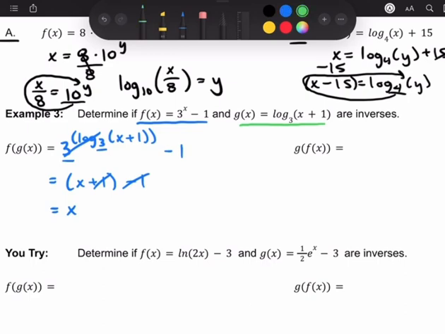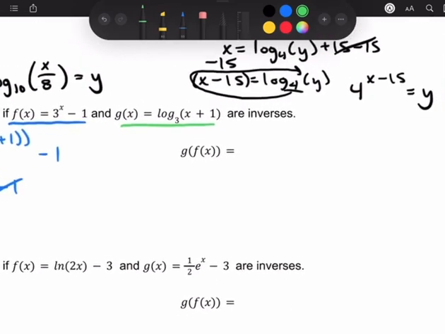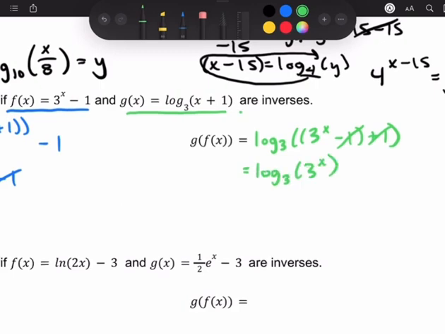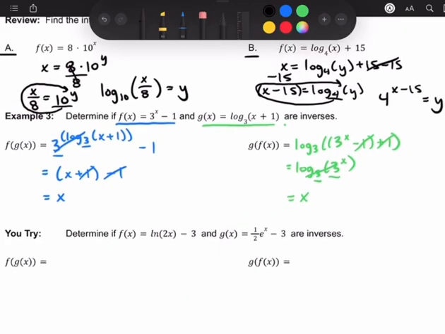So, finding g of f of x, we plug in the entire function f of x into anywhere in g where there's an x variable. Doing this, we get log base 3 of 3 to the x minus 1 plus 1. So we see that these two 1s cancel out, leaving us with log base 3 of 3 to the x. And since the base of this log and the base of this exponent are the same, they essentially cancel out, leaving us with just x. So, like we said before, since both of our composite functions are equal to x, we can conclude that yes, these two functions, f of x and g of x, are inverses of each other.